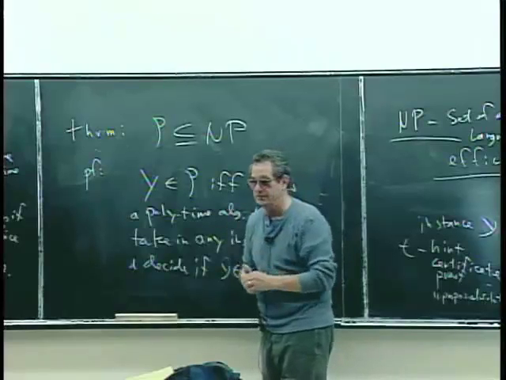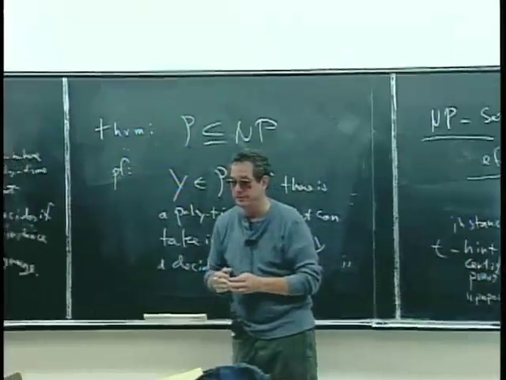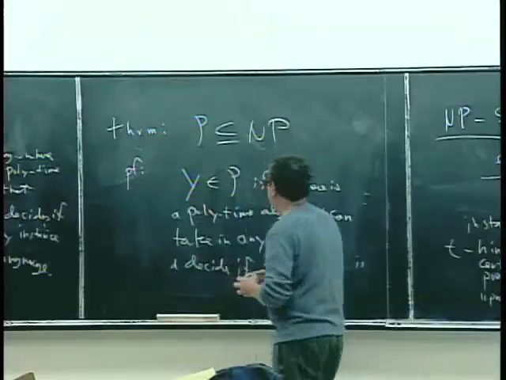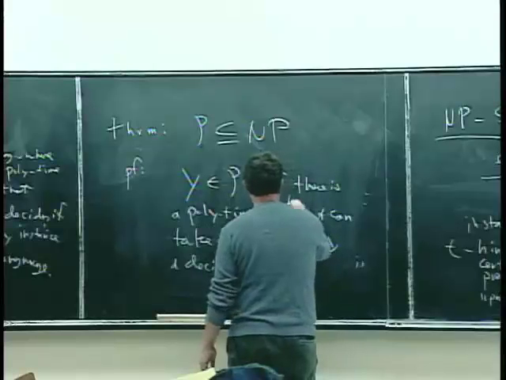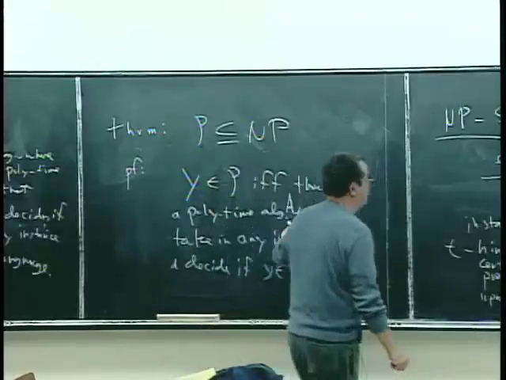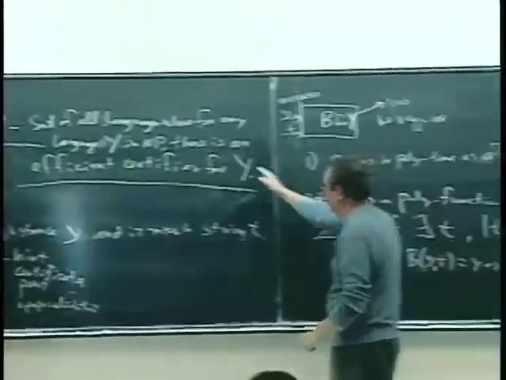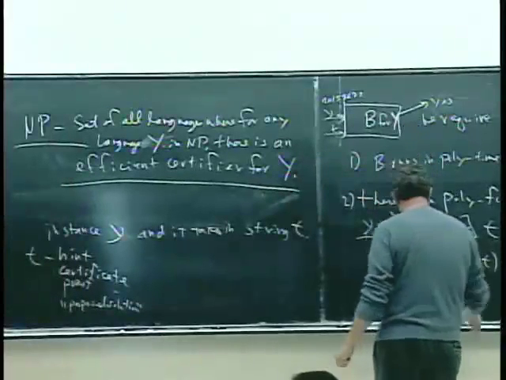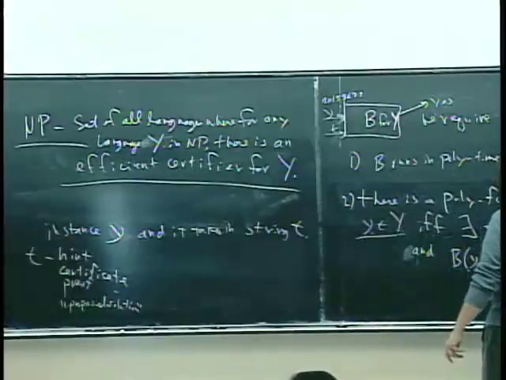Michael: You could say that A is the polynomial time algorithm to solve y, and then just ignore t. Right. Okay, so if and only if there's a polynomial time algorithm, let's call it capital A. Now we want to see that there is in fact an efficient certifier for that problem y. So what is it going to look like?